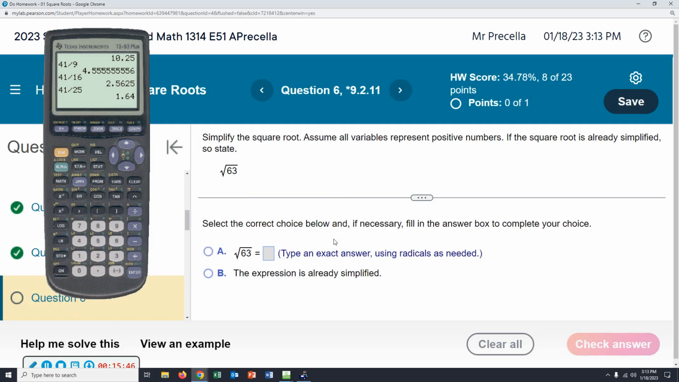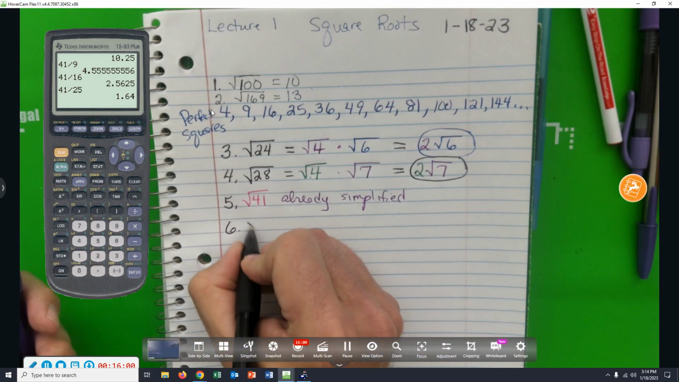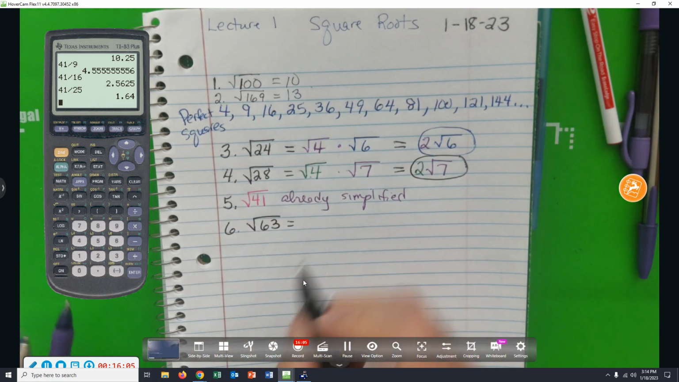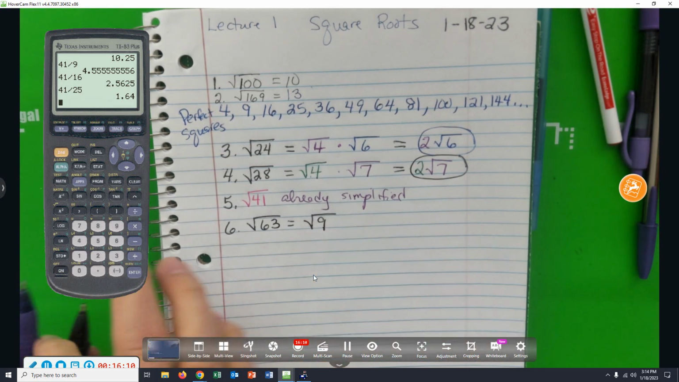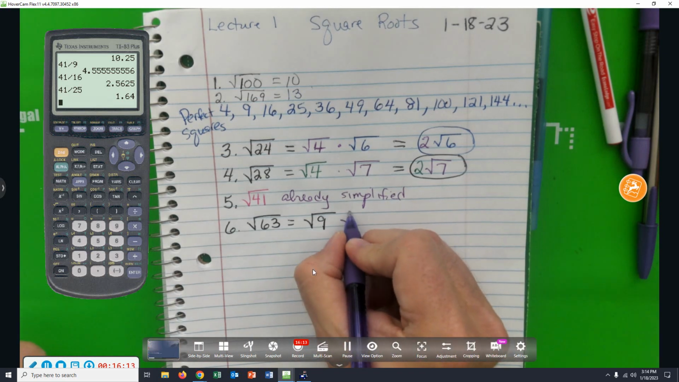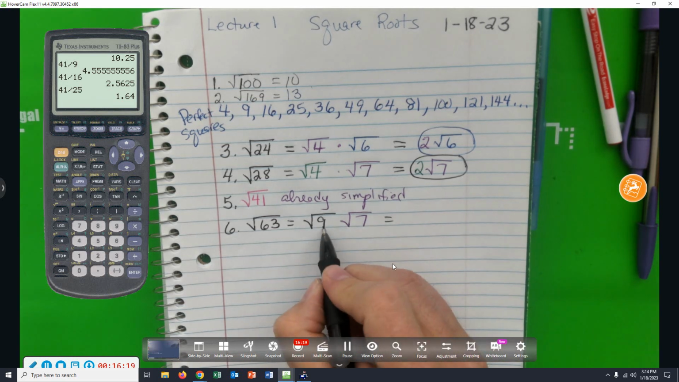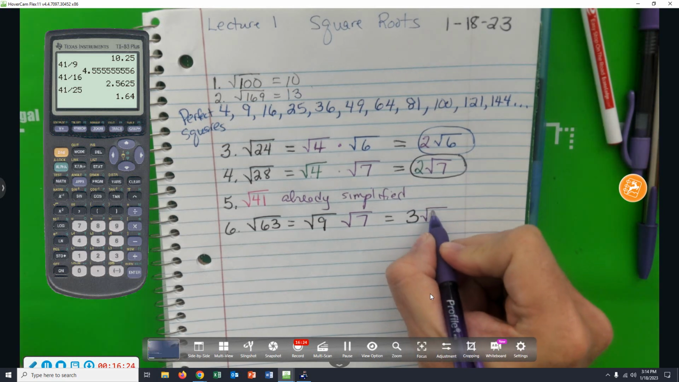Oh, let me go ahead. Oh, what about the square root of 63? I don't think we need to use our calculator here with the square root of 63. We can look and tell. What is the biggest perfect square that divides evenly into 63? So you're thinking 9 times 7. The square root of 9, what are we going to write? 3. And we leave the 7 under the radical.